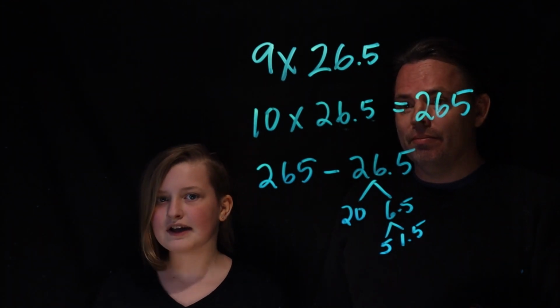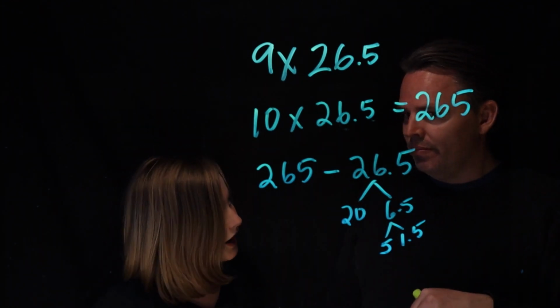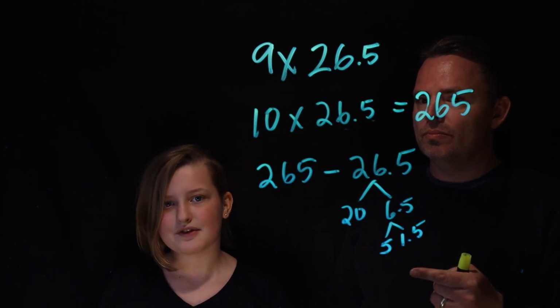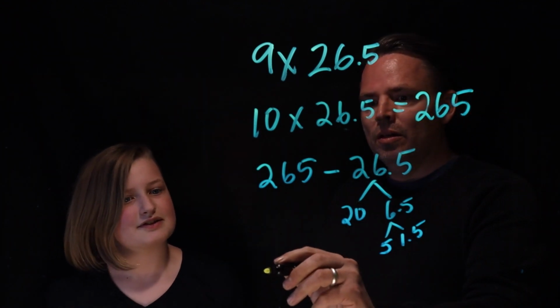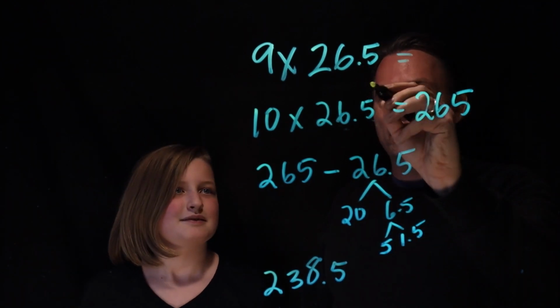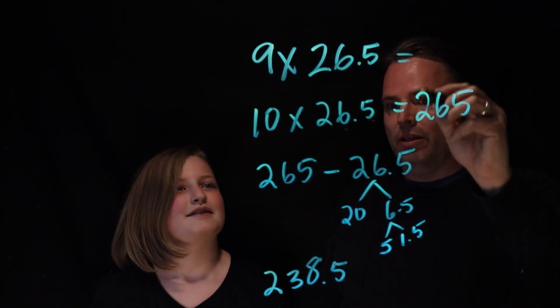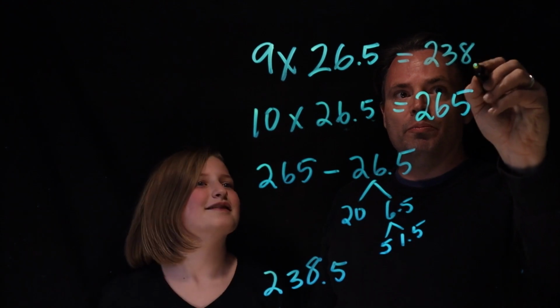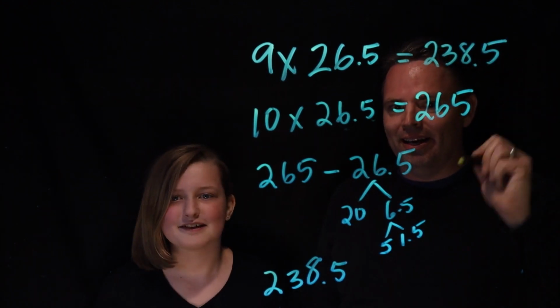Well, 239 minus 0.5 equals 238.5. So that's 238.5. Okay, so 9 times 26.5 is 238.5. Nice idea. Thanks.